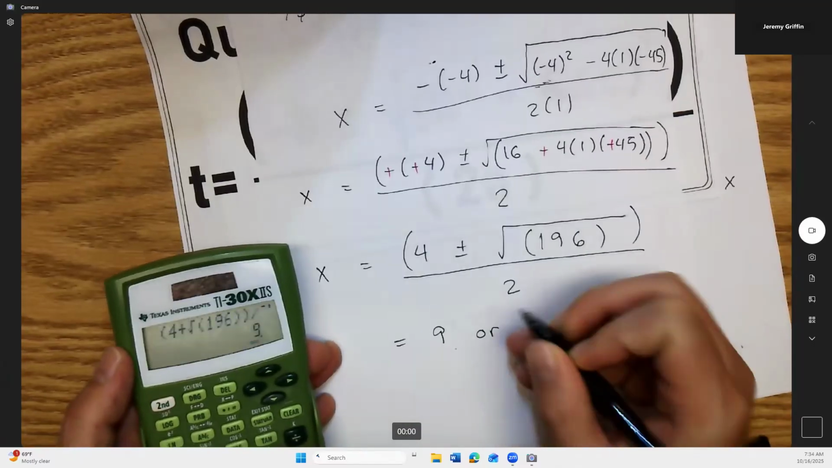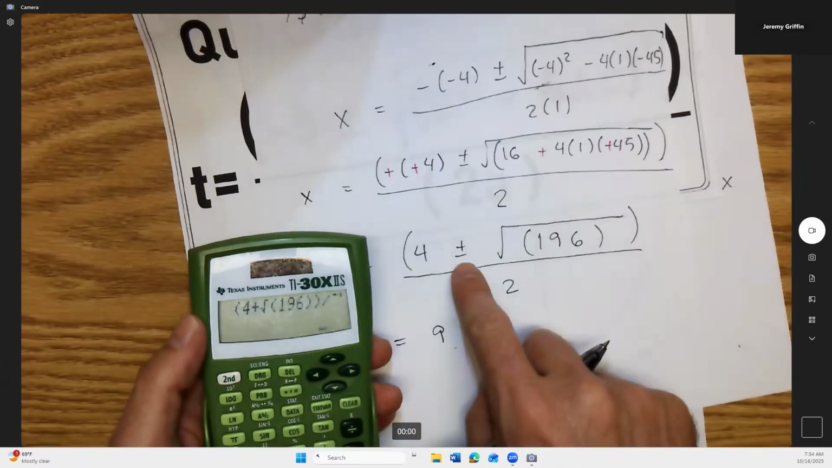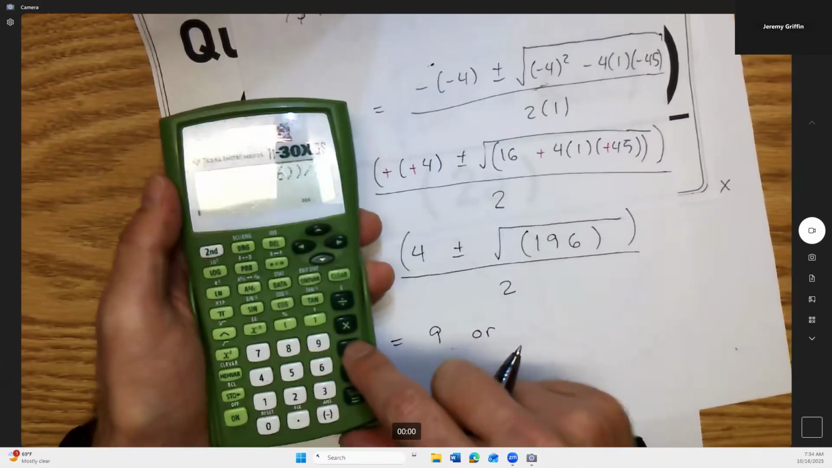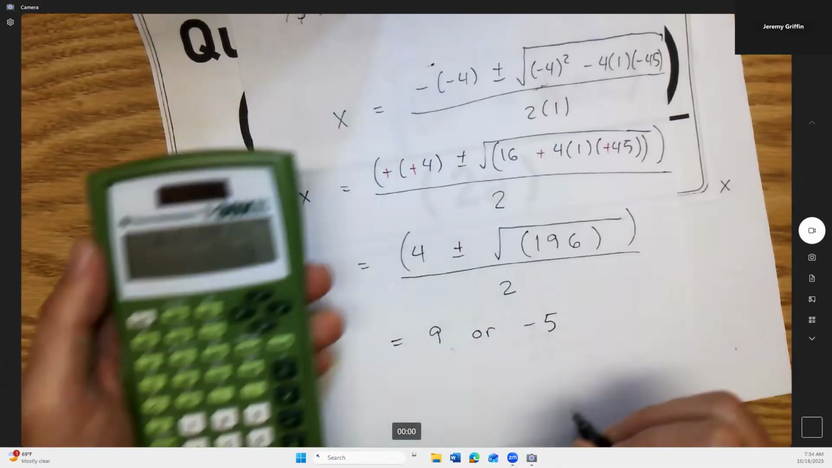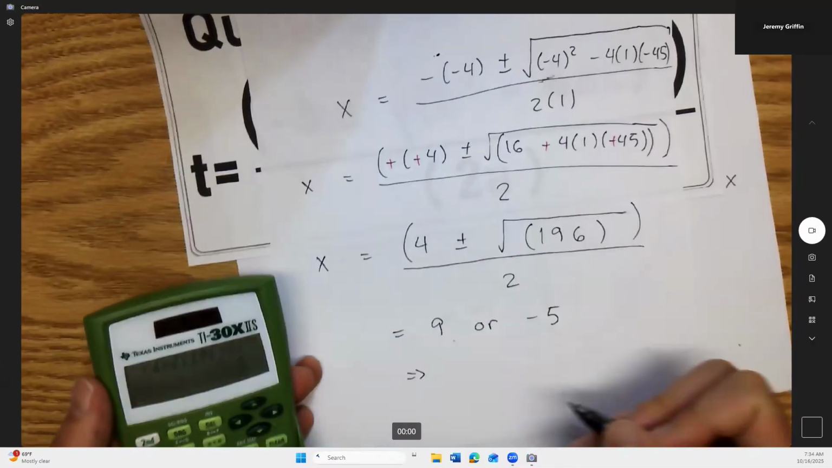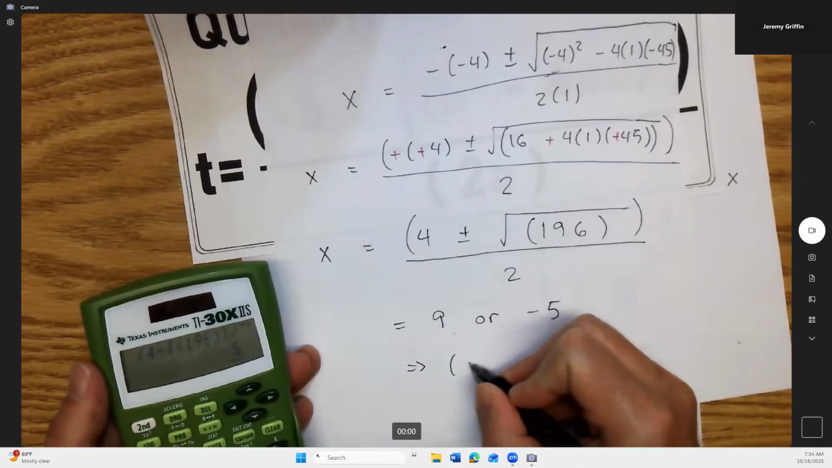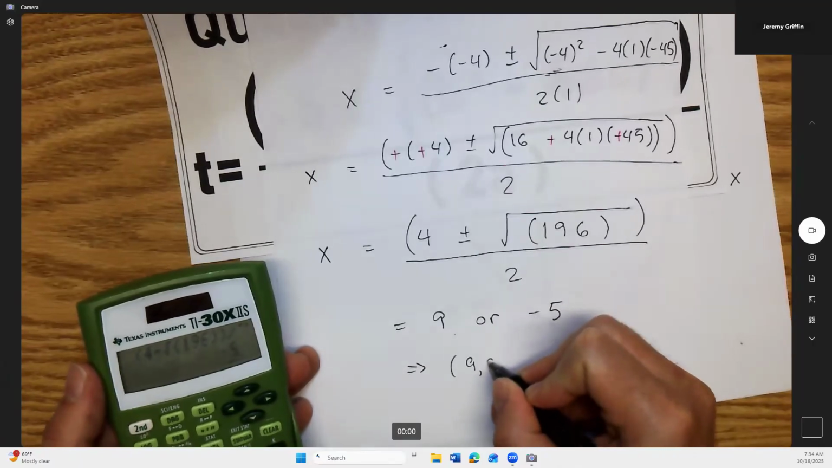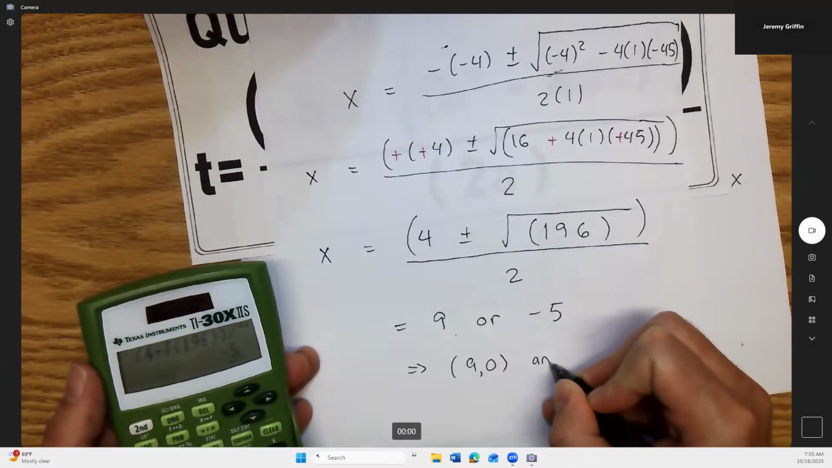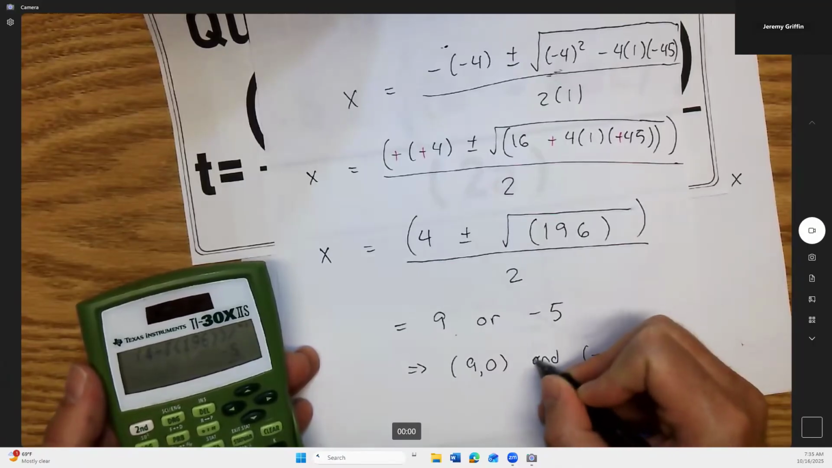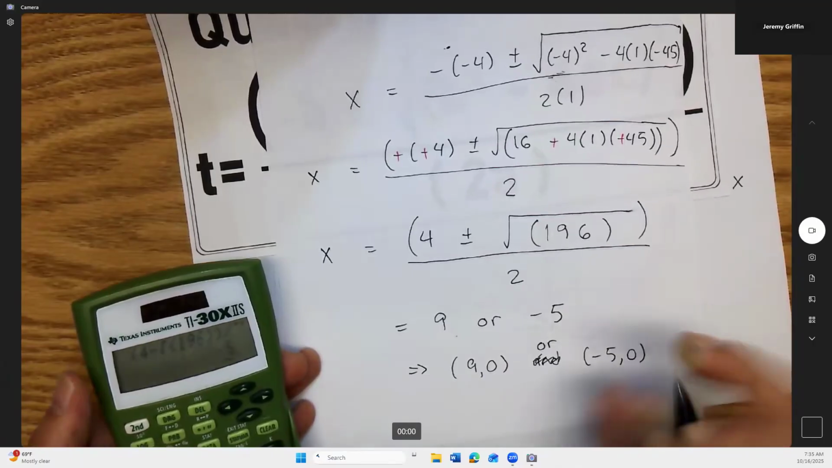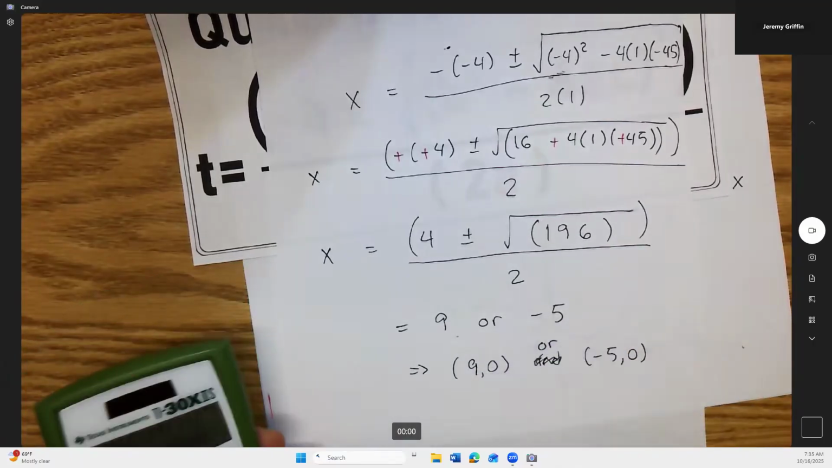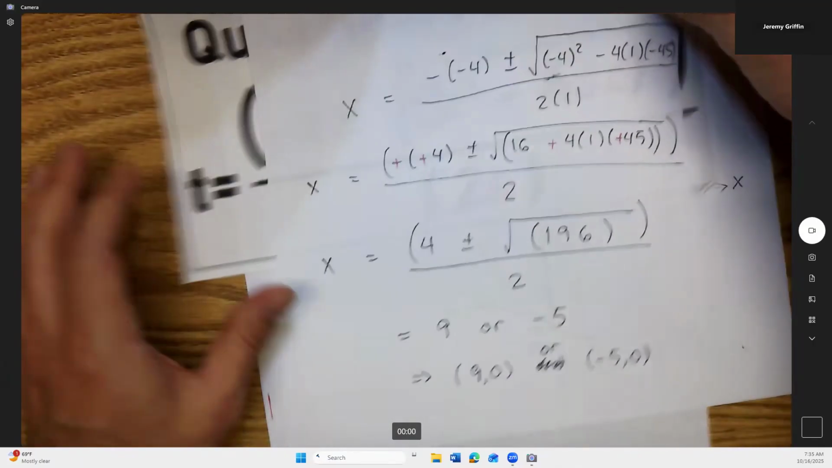Let me say or. Now scroll up, scroll over. Remember this was a plus or minus. Just put in a minus, and that gives me -5. And since those are zeros or solutions, that corresponds to the coordinates 9, 0, or -5, 0. Does that match my graph? 9, 0, and -5, 0? Let's see if it does.